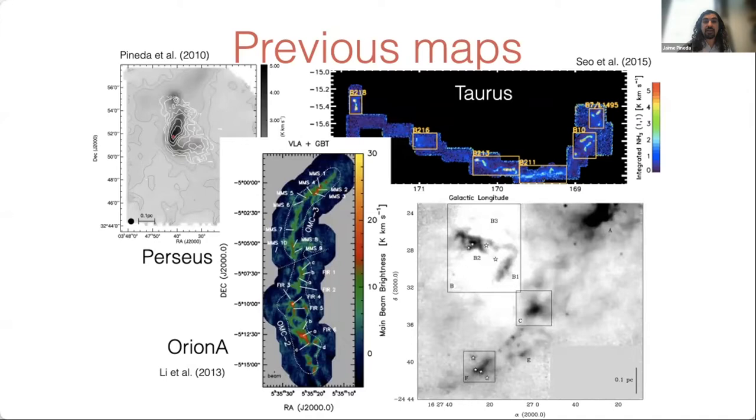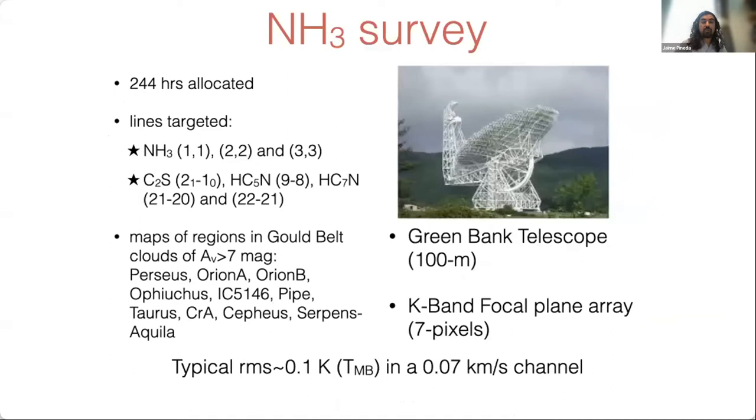What we requested were more than 200 hours of ammonia time. Basically, we're trying to map the ammonia 1-1 line as much as possible in the shallow regions where the emission should be in the supersonic region. The ammonia 2-2 line would help us to get the temperature, but we estimated that it was going to work only towards the cores. And then we had some other lines that were extra bonus, just in case we could detect them, so we could do some complementary science.